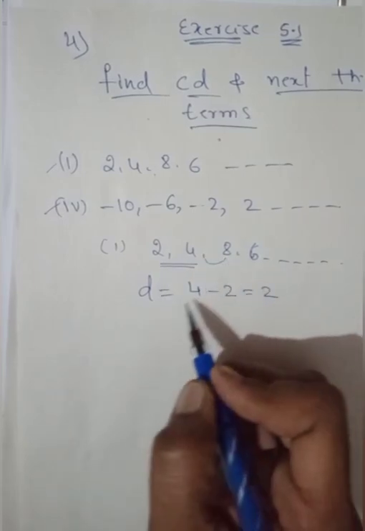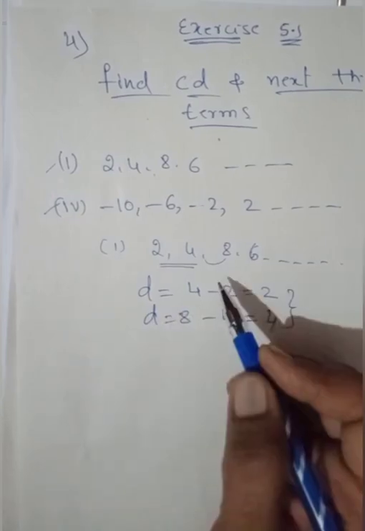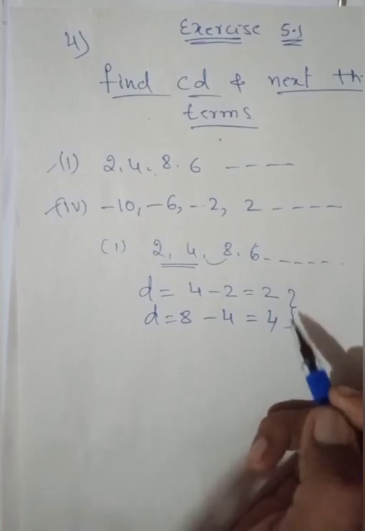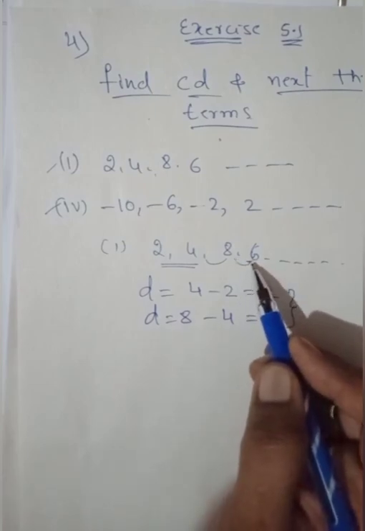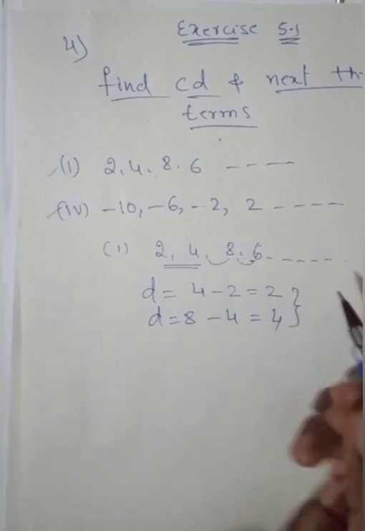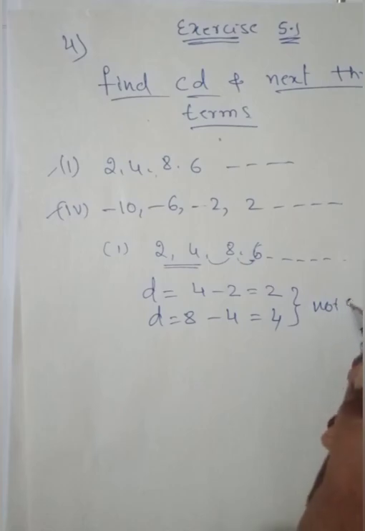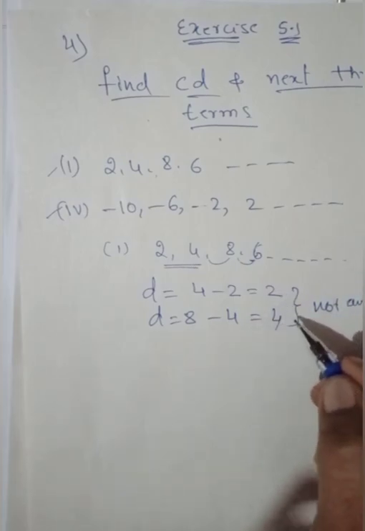Next we will move to the third and the fourth term, which is 8 minus 4, which is equal to 4. So it is not necessary to go for the next difference, between this 6 and 8. By looking at this one, you are going to say it is not an AP, because the common difference is not the same.